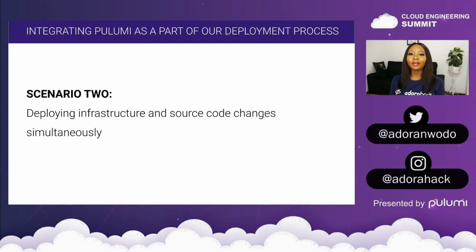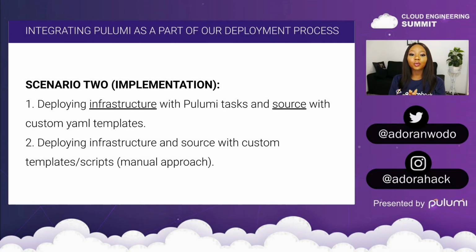And now the second scenario, which is the one we are interested in for today's talk, is deploying infrastructure and source code changes simultaneously. In this scenario, there are two ways to implement it. The first way is deploying your infrastructure with Pulumi tasks and your source code with some custom YAML templates that you can write yourself. The second way would be deploying your infrastructure and your source code with custom Pulumi templates.